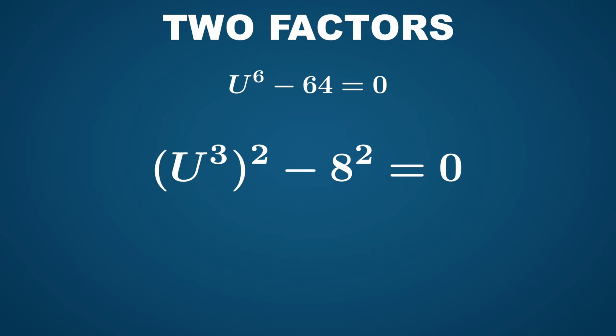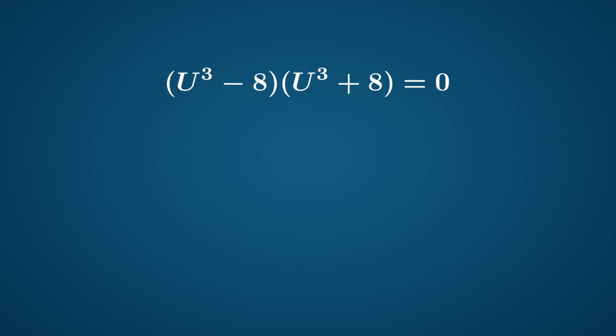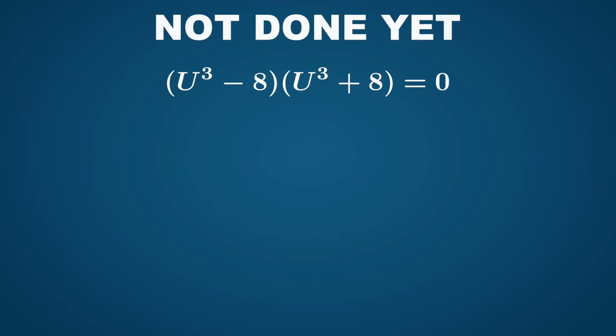Applying the formula gives us two distinct polynomial factors. The first factor will be u to the third power minus 8. The second factor will be u to the third power plus 8. We multiply these factors and set the entire product to 0. We are not done factoring because we have another special pattern.